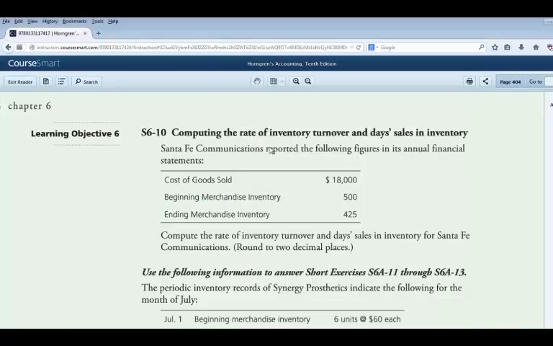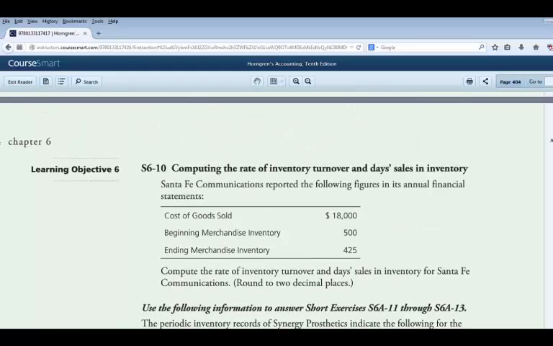Santa Fe Communications reported the following figures in its annual financial statements. It says compute the rate of inventory turnover and days sales in inventory for Santa Fe Communications, round to 2 decimal places. So we've got cost of goods sold, beginning inventory, and ending inventory. We're going to need all of that information because for our calculation, we're going to take cost of goods sold and divide it by our average merchandise inventory.